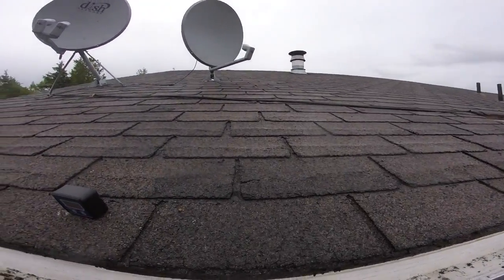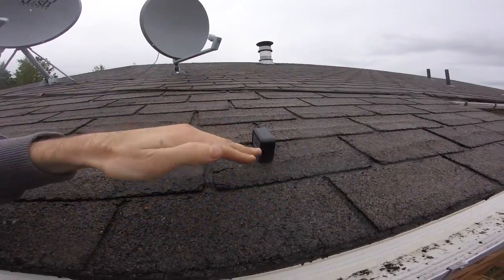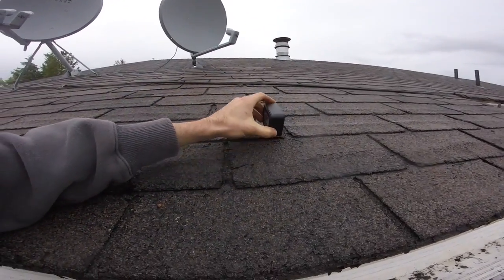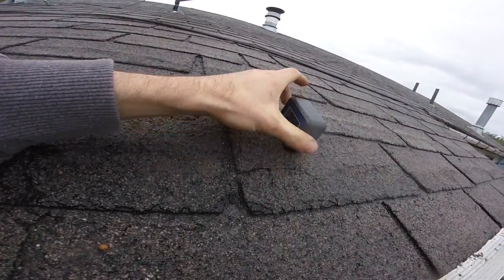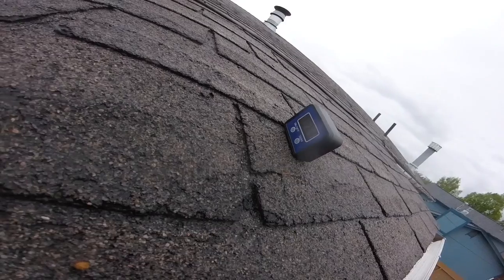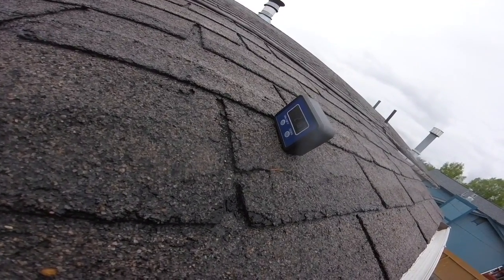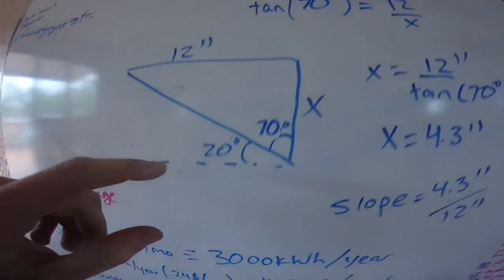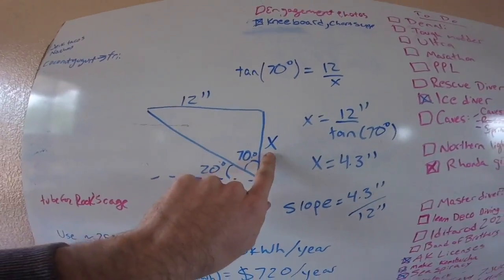So the run being standard 12 inches horizontal, we want to know how much rise the roof goes up in 12 inches, right? So we're going to start with my angle finder here, and so we've got a reading of, let's say, around 20 degrees is what we'll use, and then I'll show you on the whiteboard how to actually work out the math. So here we are on the whiteboard. So we have our standard run of 12 inches. We're trying to find the rise, which is x, and we measured a 20-degree horizontal.